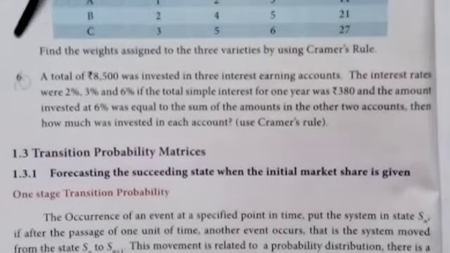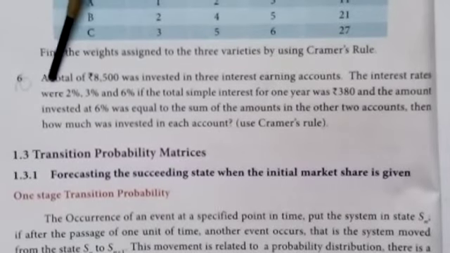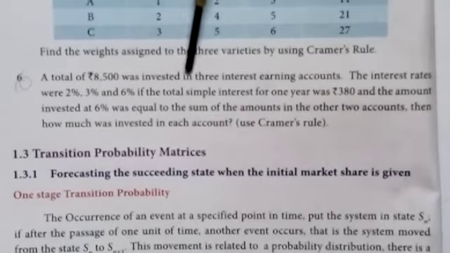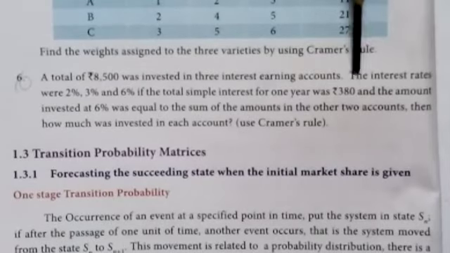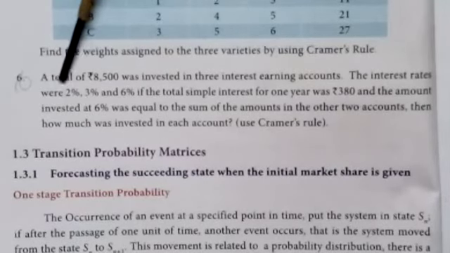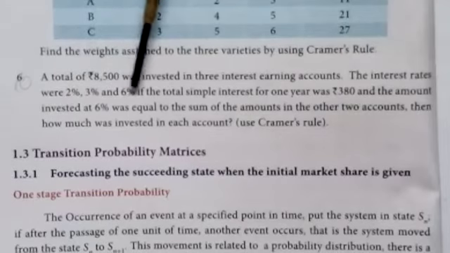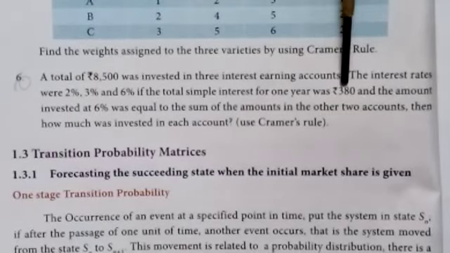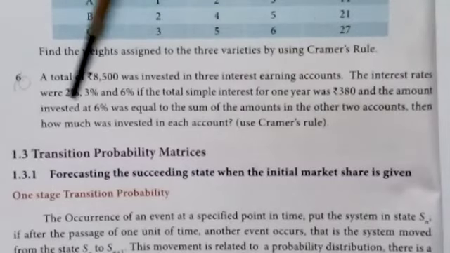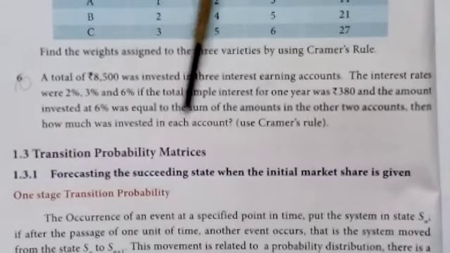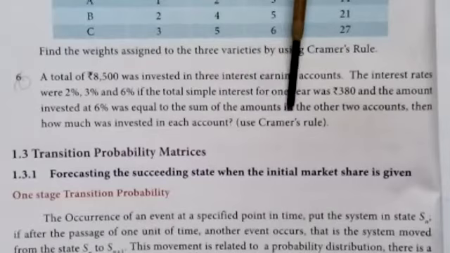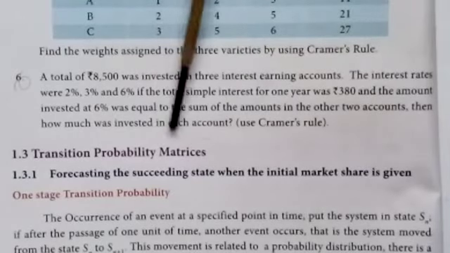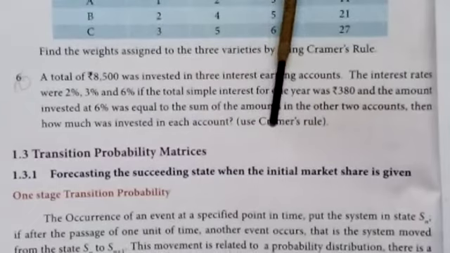Exercise 1.2, sixth problem. A total of rupees 8500 was invested in 3 interest earning accounts. The interest rates were 2%, 3% and 6%. If the total simple interest for 1 year was rupees 380 and the amount invested at 6% was equal to the sum of the 3 amounts in the other 2 accounts, then how much was invested in each account using Cramer's rule?